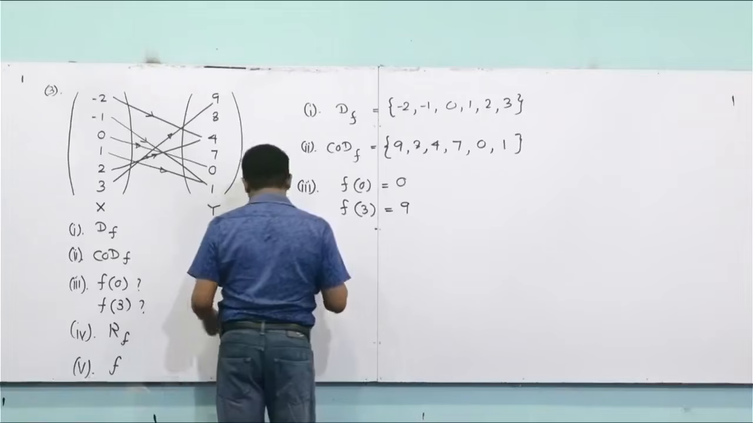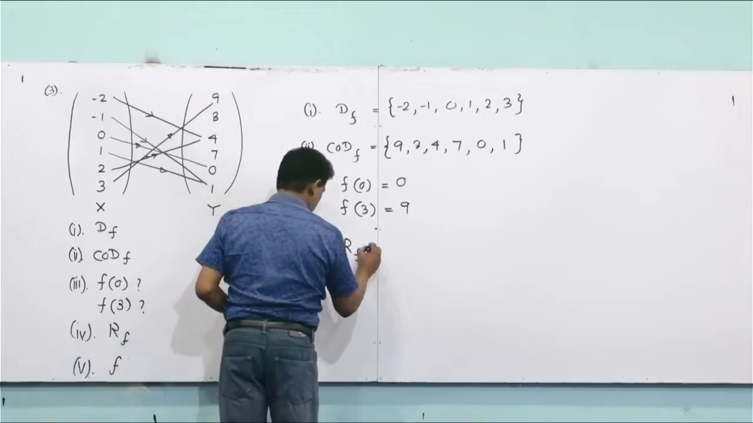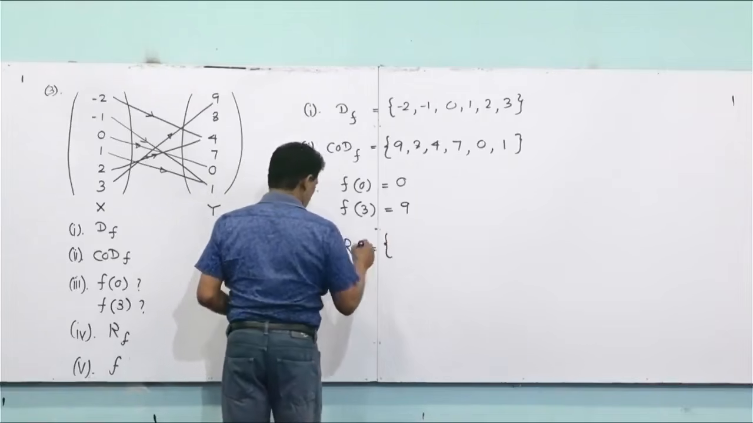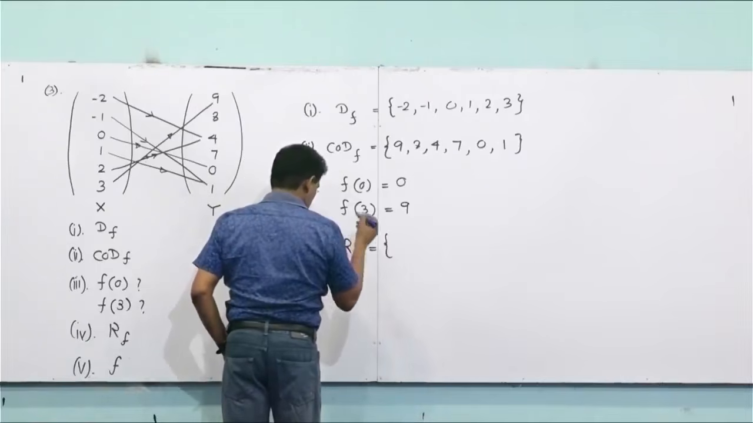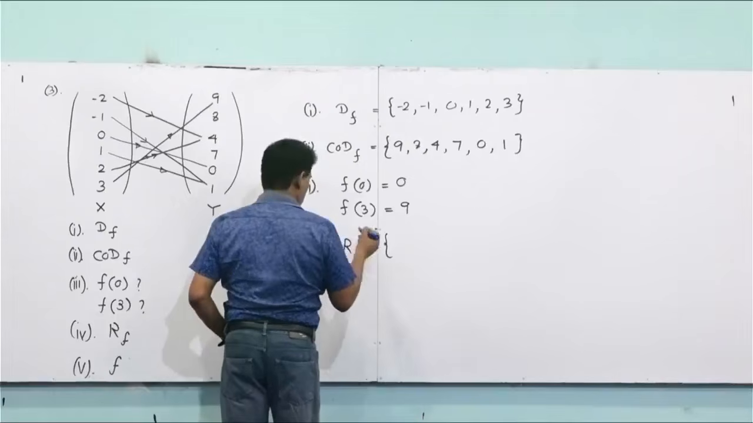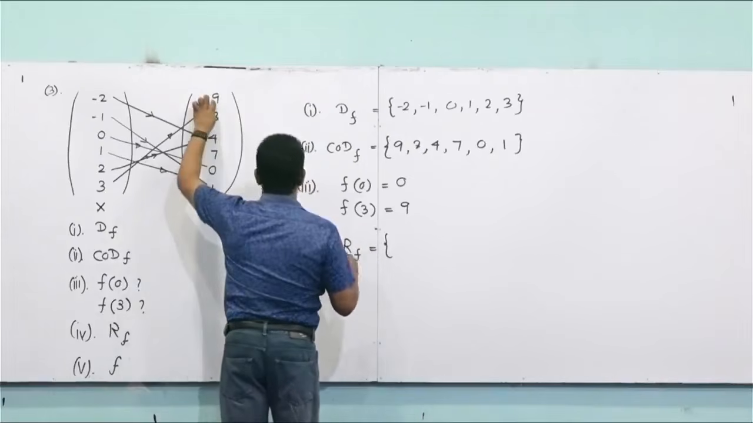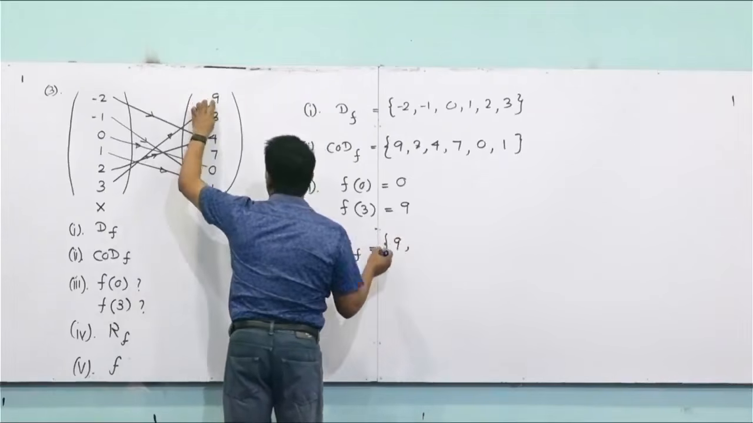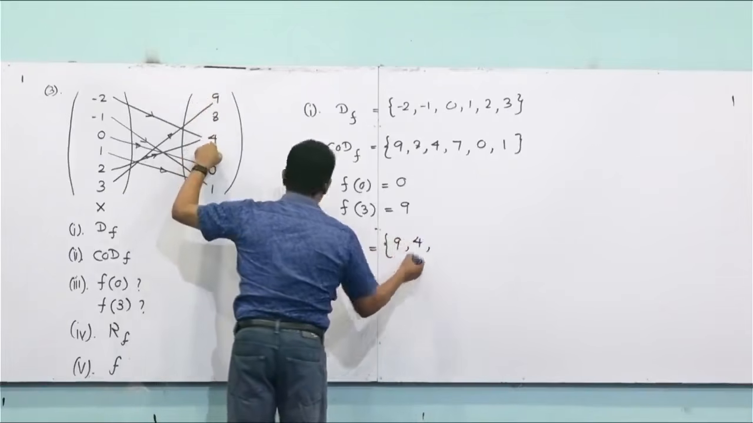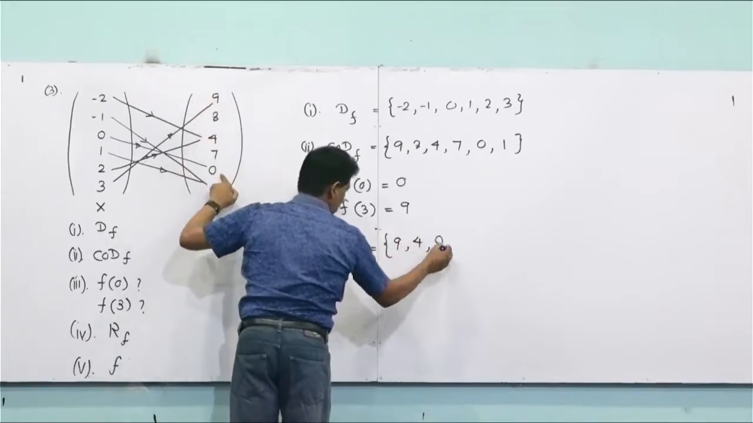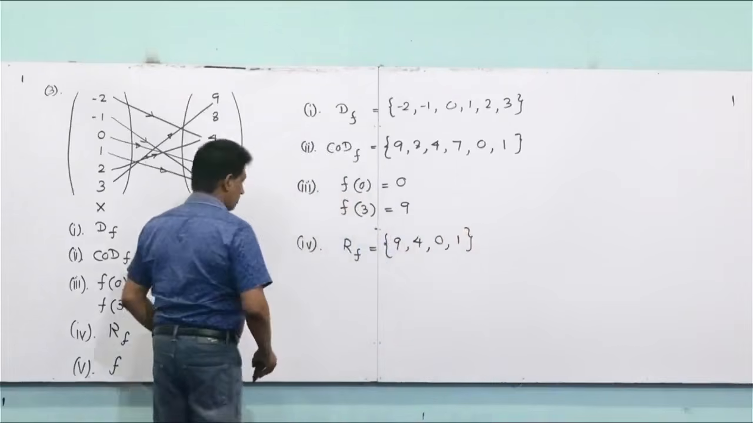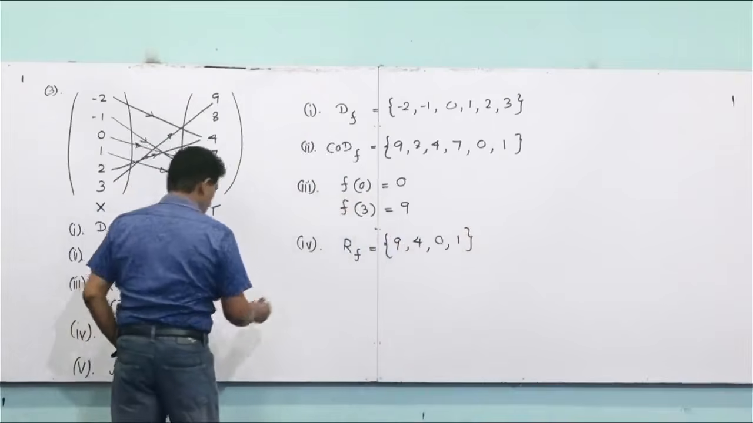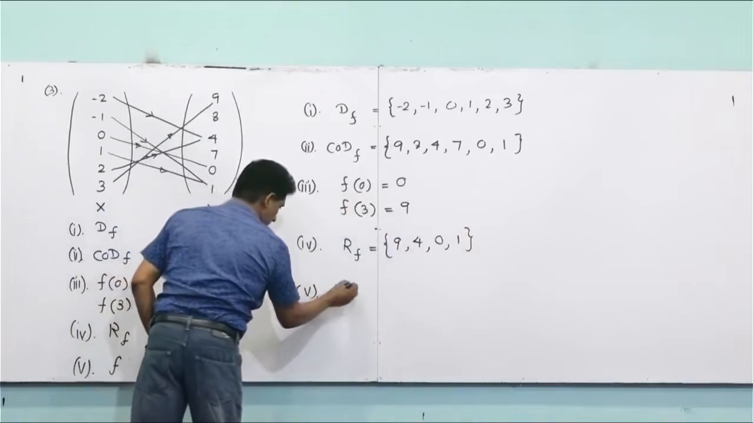Fourth one, RF. RF means we have to make a set. Its elements are all the images. Then this is an image, 9. This is image 4. This one image 0. This one image 1. No? These are the images.